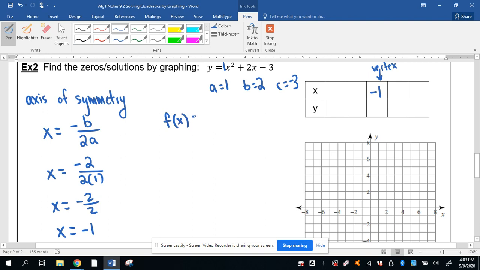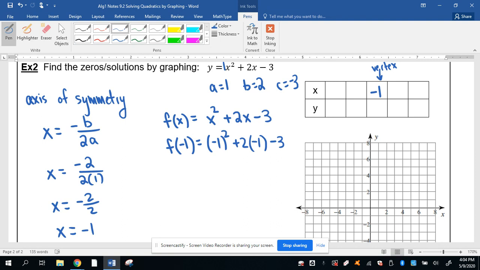So I'm going to rewrite the initial equation. Instead of y equals, I'm going to rewrite it as f of x equals using function notation. And we're going to replace all of our x values with negative 1. Now note that I'm using parentheses. So now in your calculator, put in parentheses negative 1, close parentheses squared, plus 2, parentheses negative 1, close parentheses, minus 3, enter. You should get negative 4. So that is my vertex.